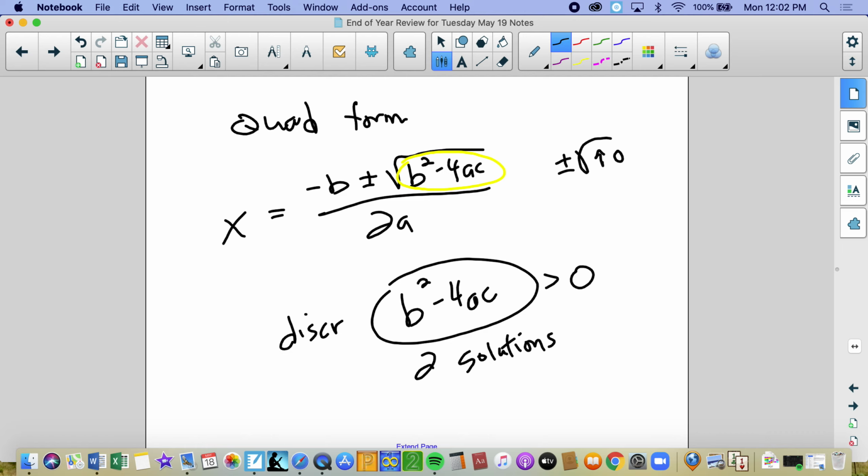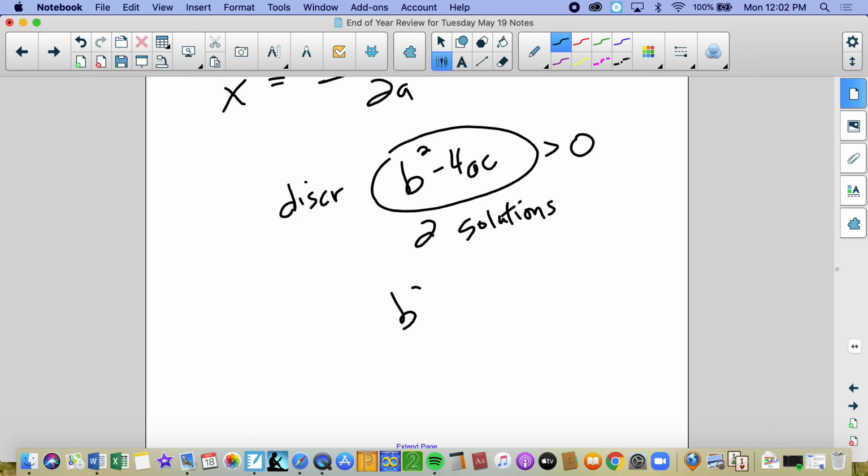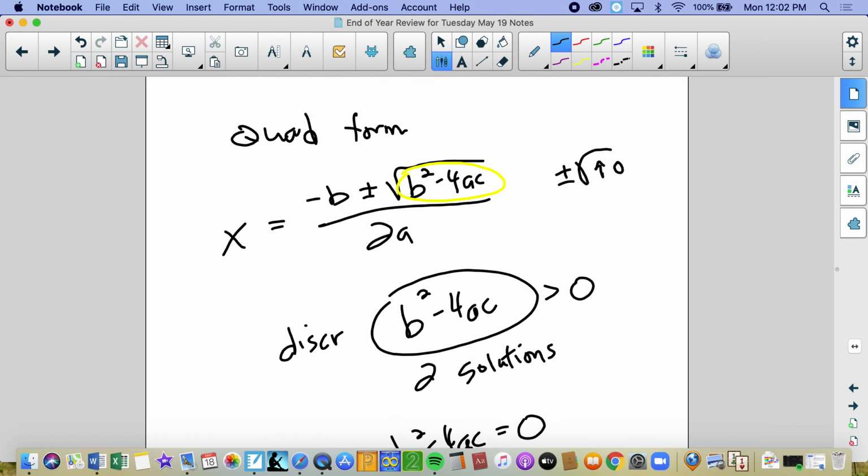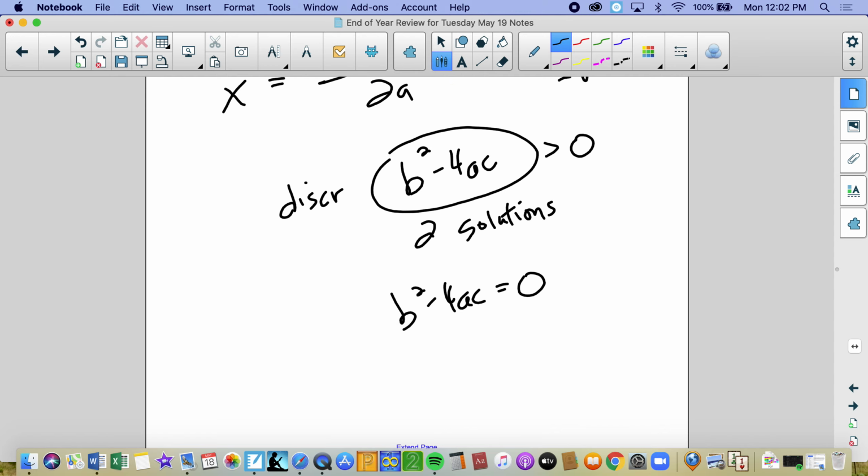When the discriminant, b squared minus 4ac, is equal to 0, we get the square root of 0. When we plus or minus, we're going to get the same value. It doesn't affect the opposite of b over 2a. So we're only going to get one solution, because the discriminant ends up being 0 and won't affect anything in that fraction.